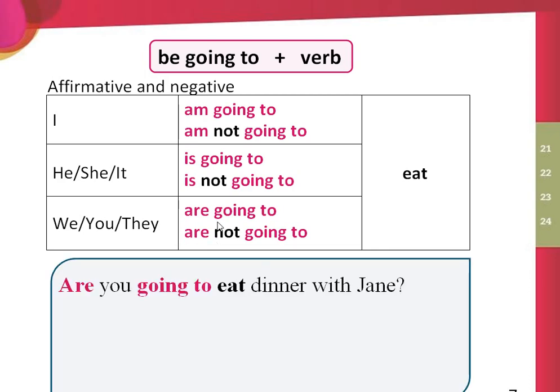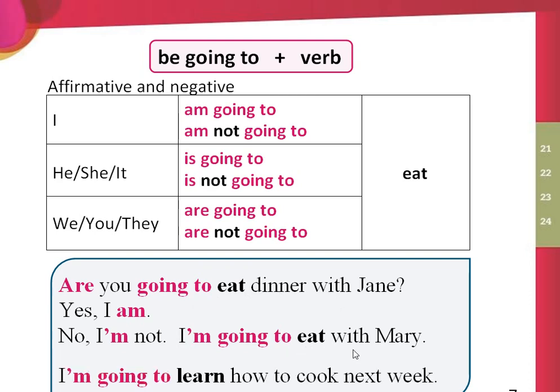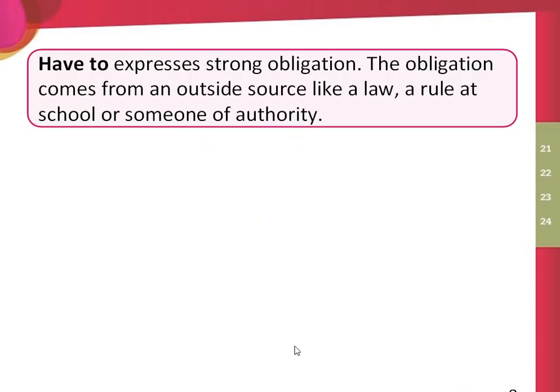And the examples: are you going to eat dinner with Jane? Yes, I am. No, I'm not. I'm going to eat with Mary. I'm going to learn how to cook next week.